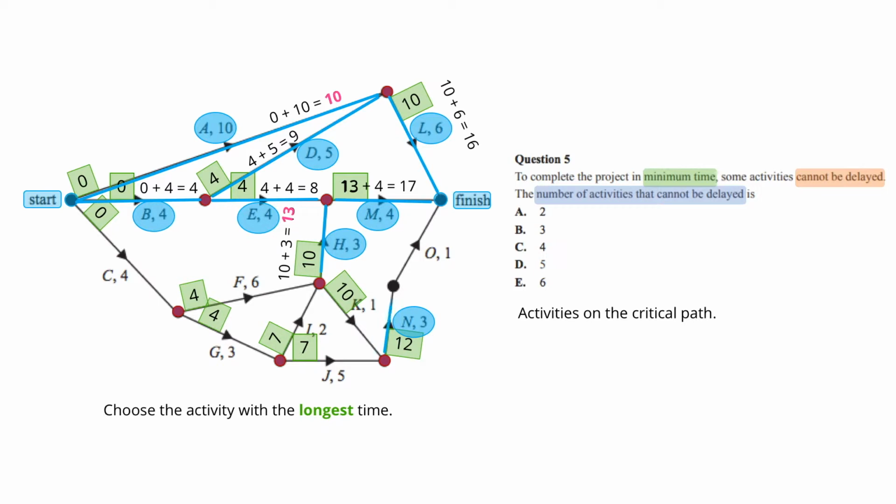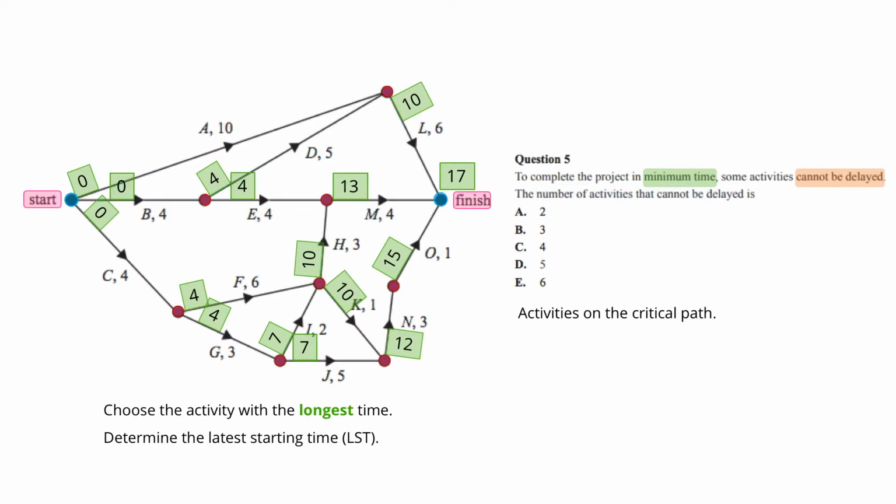Following activity M, we have 13 plus 4 equals 17. We now need the earliest starting time for activity O, and that is 12 plus 3, which is 15. Following activity O, we have 15 plus 1 equals 16. Again, we are going to choose the activity with the longest time, so the finish time is 17. We now need to determine the latest starting time for all the activities.